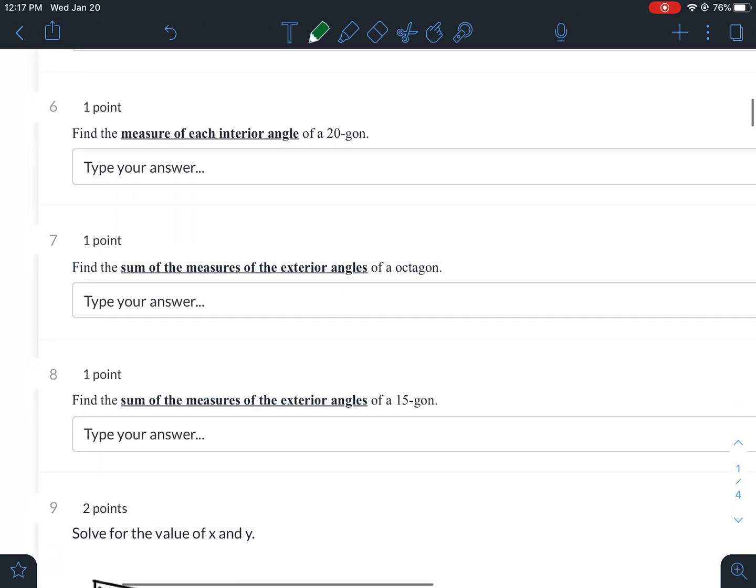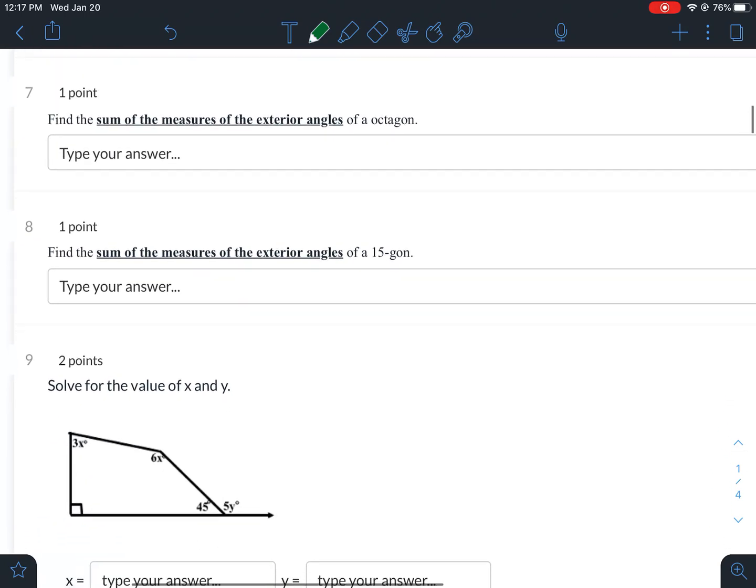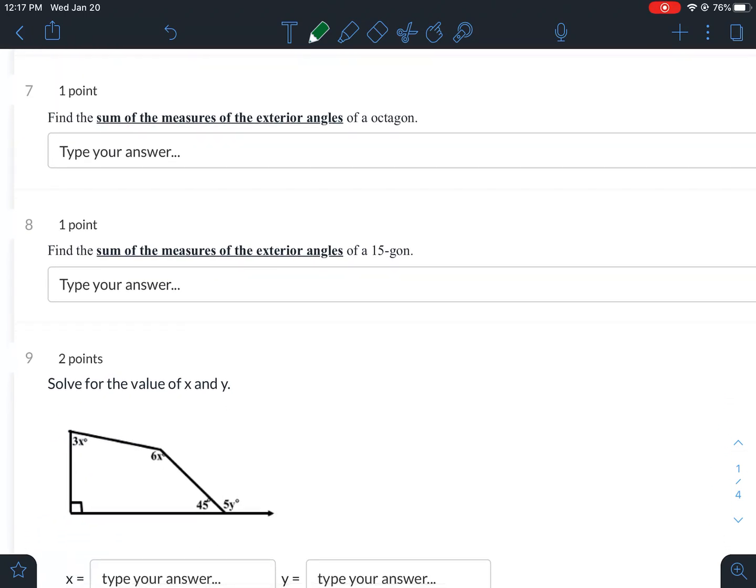Number 6, again, same thing. Find your total, divide this one by 20. 7 wants the sum of the exterior angles of an octagon. So exterior, remember, no matter how many sides, which an octagon is 8, no matter how many sides, will always be 360. The sum of the measure of the exterior angles of a 15-gon, once again, exterior is always going to be 360.